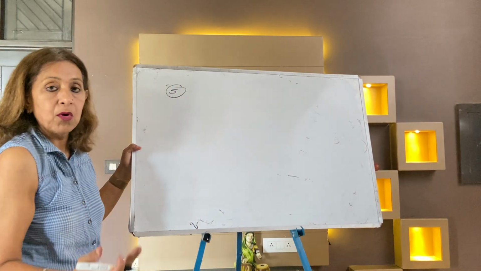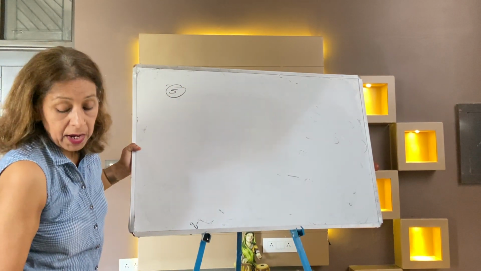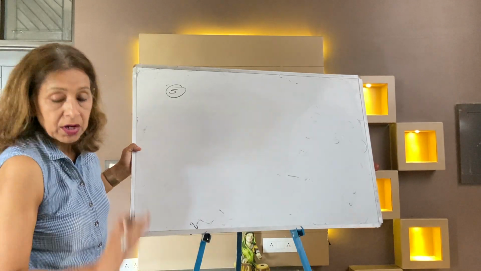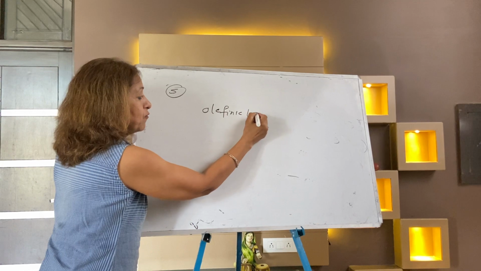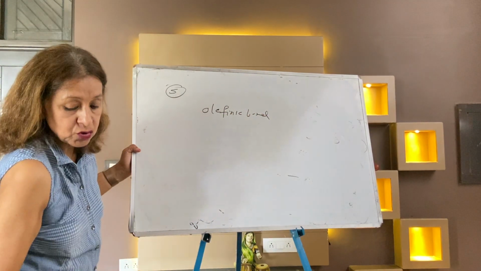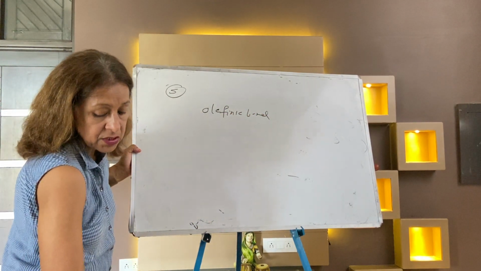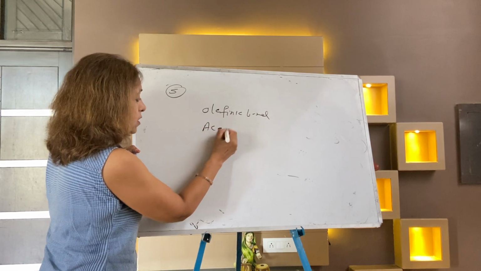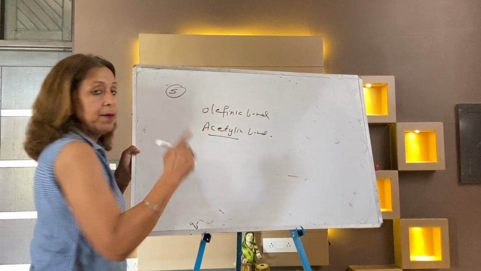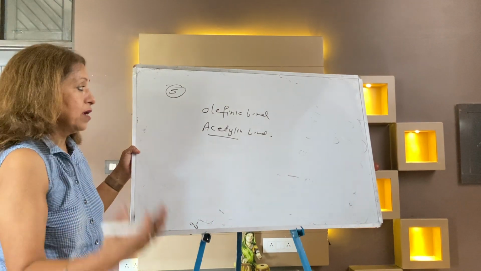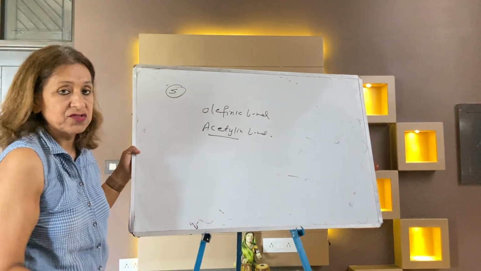how many double bonds, how many triple bonds. Write down: a double bond is also called an olefinic bond, and a triple bond is called an acetylenic bond. How many double bonds, how many triple bonds, how many olefinic bonds and acetylenic bonds.